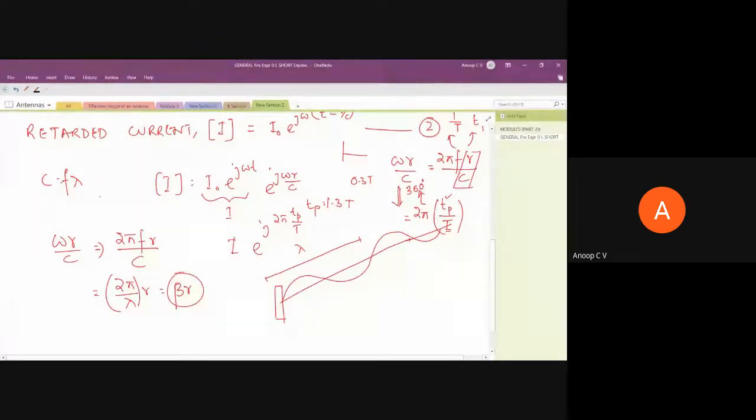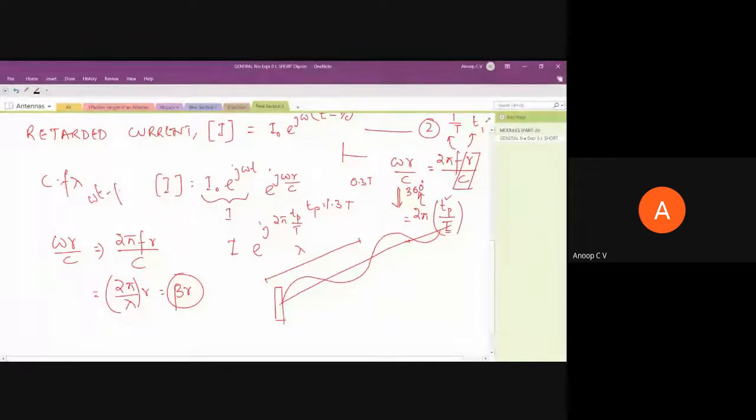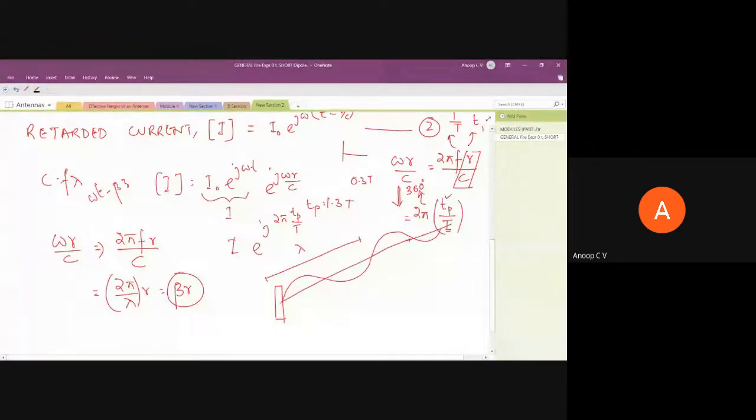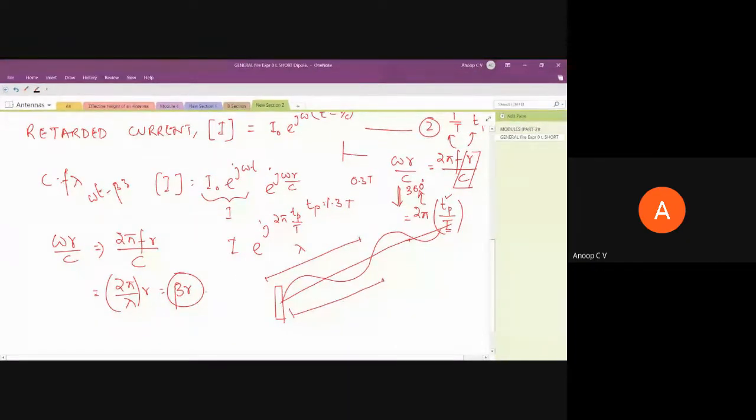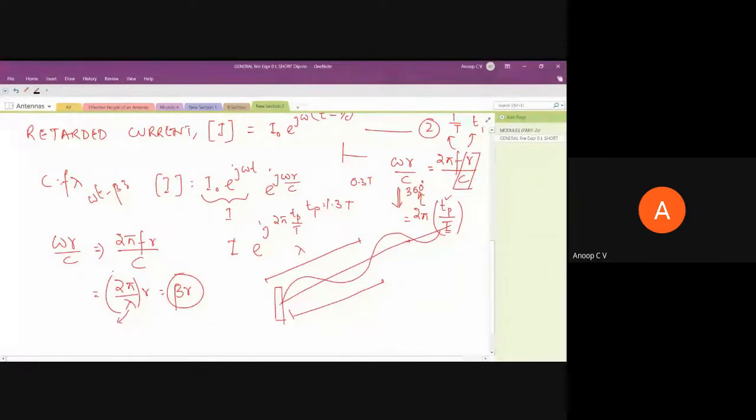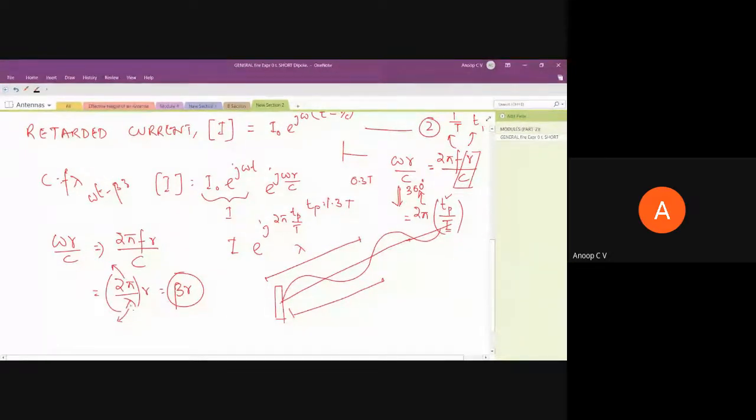That's how normally we write omega T minus beta Z. Any propagating wave is a function of time as well as space. So the argument of the harmonic function, cosine or sine or e power j, will be omega T minus beta Z. So beta is the phase change corresponding to a distance lambda. Beta says for a distance of lambda the wave covers, there will be a phase change of 2 pi radian.